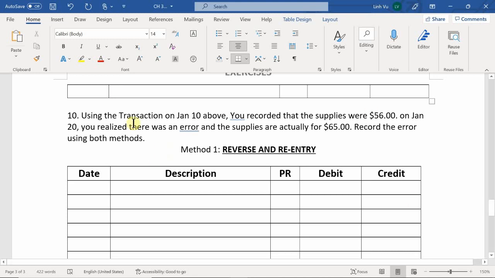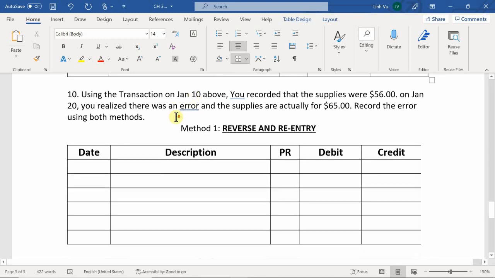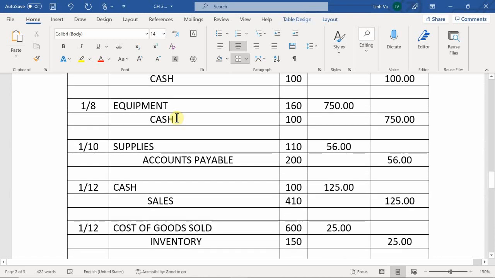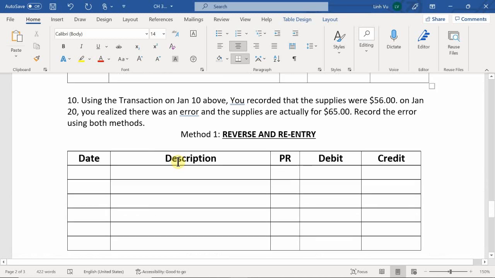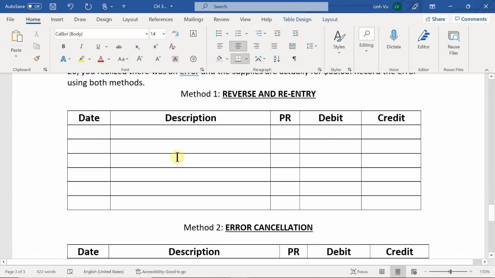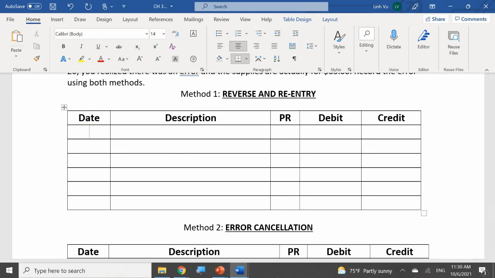So the first one we're going to do is the reverse and re-entry, okay? So here in my journal, I recorded that I purchased supplies on January 10th. I purchased them on account. So if I purchased it on account for $56, it's right here. How do I use the reverse and re-entry? So again, this is January 20. How do I reverse this entry?